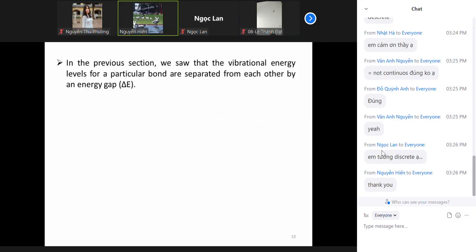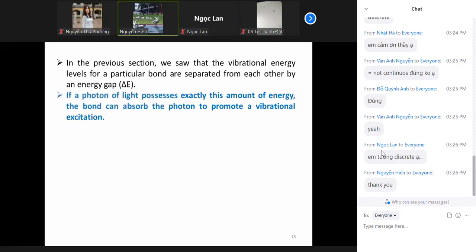Okay, in the previous section we saw that the vibrational energy levels for a particular bond are separated from each other by an energy gap. And if a photon of light has exactly this amount of energy, the bond can absorb the photon to be promoted to a higher vibrational level. So it is important that the energy of the photon should be exactly the same as this amount, this delta E. It cannot be larger or smaller.